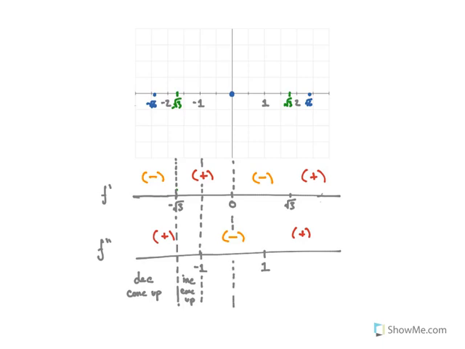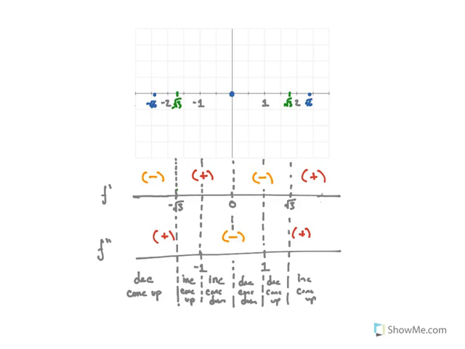From negative 1 to 0, the function is going to be increasing and concave down. From 0 to 1, we're going to be decreasing and concave down. From 1 to square root of 3, we're going to be decreasing and concave up. And we're going to be increasing and concave up for the rest.